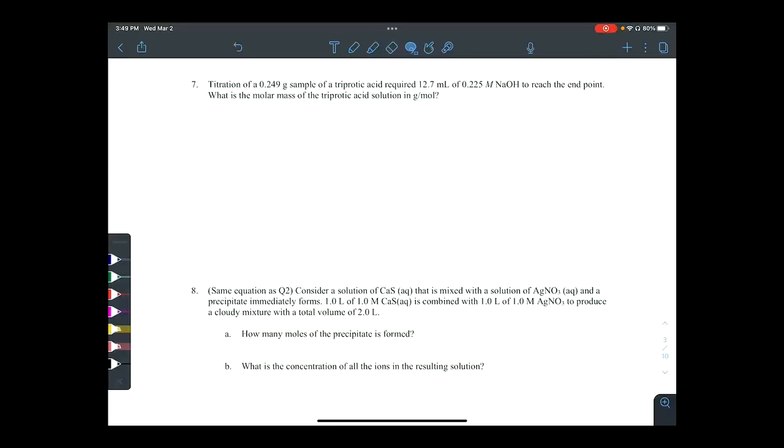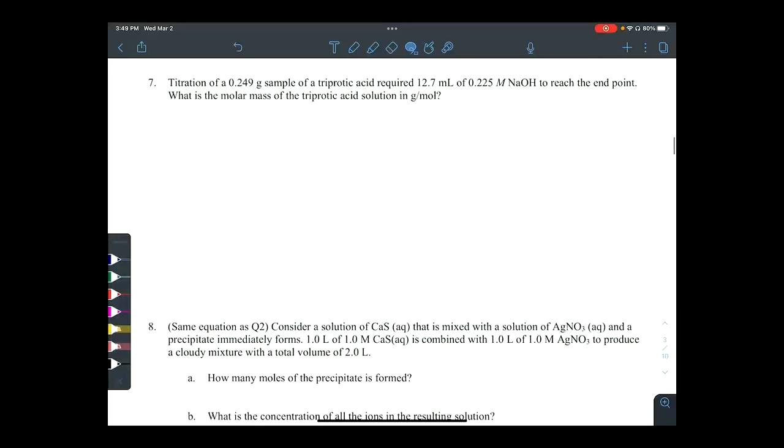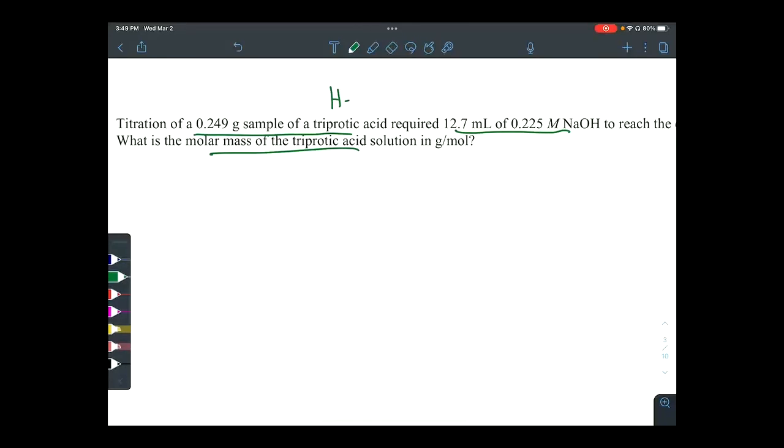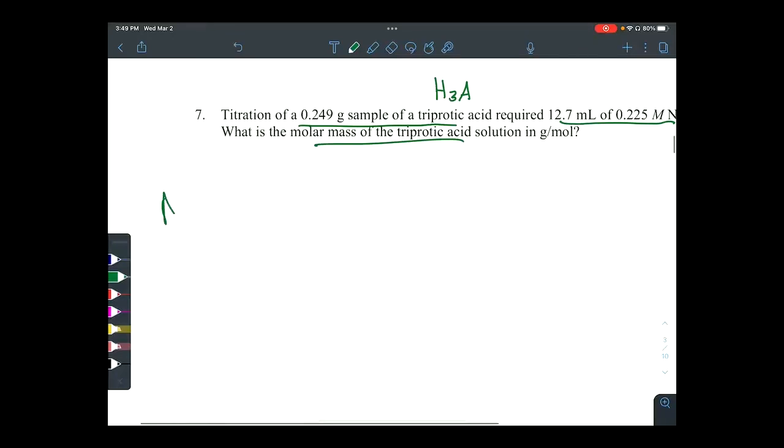I ask you, what is the unit of molar mass? Grams per mole, right? So here, it's saying we're titrating this much triprotic acid. It requires that much sodium hydroxide. It's the same numbers as the previous question. And it's asking, what is the molar mass of the triprotic acid? So just first thing off the bat, triprotic acid, it's H3A. Okay, so just to remind you, we want molar mass. So it's grams per mole.